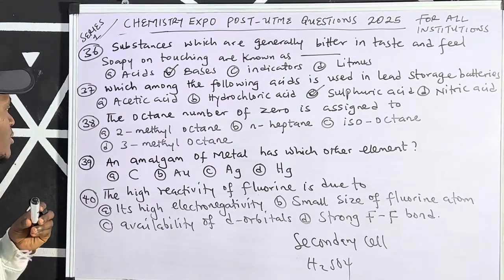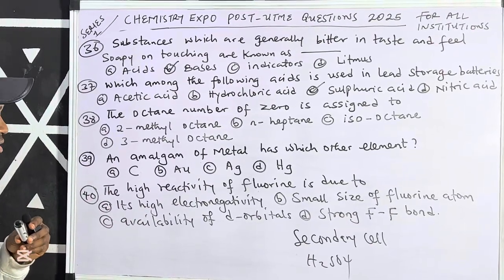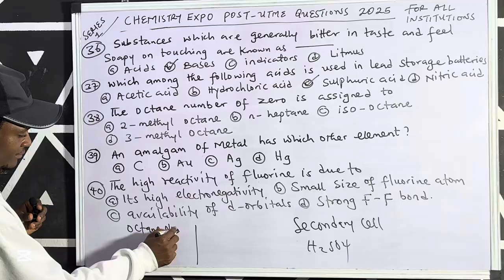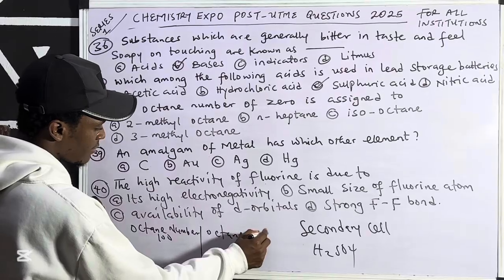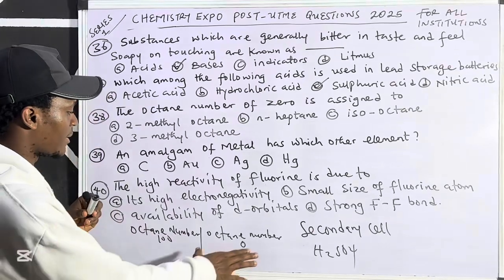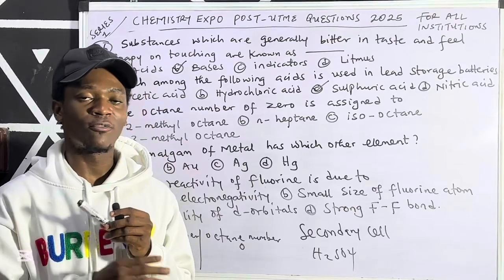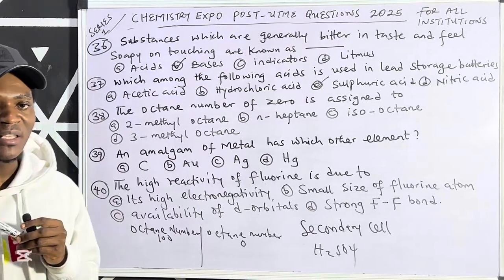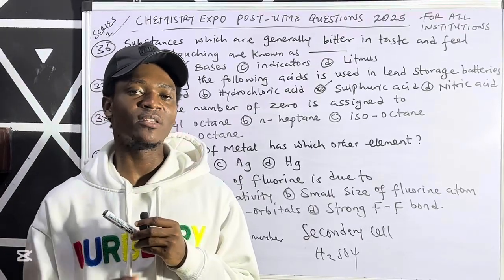Then the next question, question 38. The octane number of 0 is assigned to dash. Now, what are the two standards, having an octane number of 100 and having an octane number of 0? Any petroleum product that has an octane number of 0 is of low quality, while 100 means it's of high quality. So this is the standard used for measuring the quality of petrol. When petrol is of low quality, it can result in the knocking of engines.